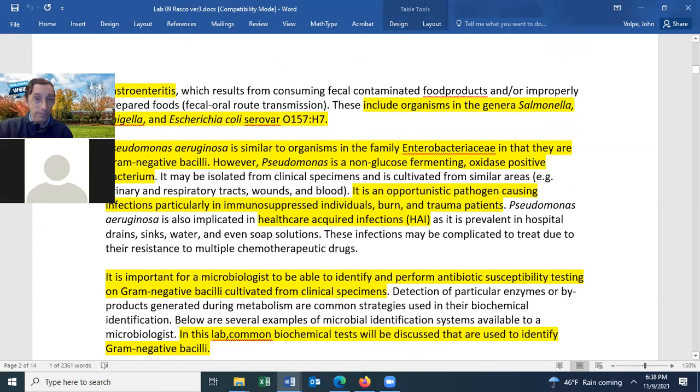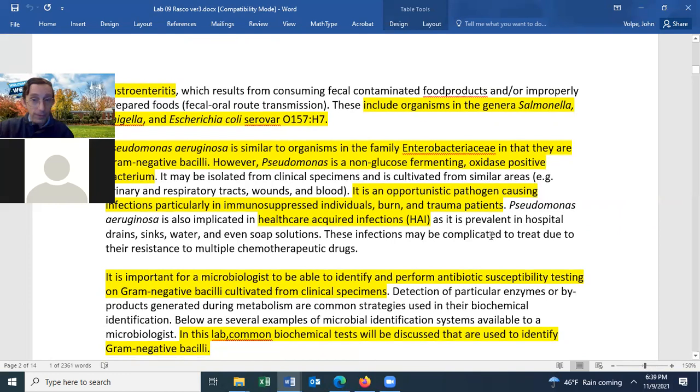Pseudomonas aeruginosa is similar to the family Enterobacteriaceae in that they are gram-negative bacilli. However, the Pseudomonas family are different. They are in a different family, obviously. They're not in the family Enterobacteriaceae. They're in the family Pseudomonadaceae. And they're all non-glucose fermenting bacteria, and they're oxidase positive. So that's two ways you can tell Pseudomonas from Enterobacteriaceae.